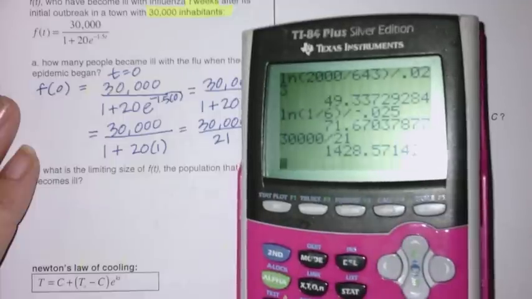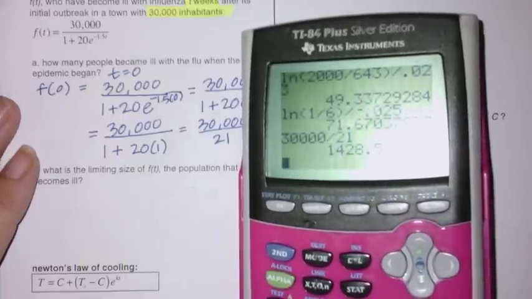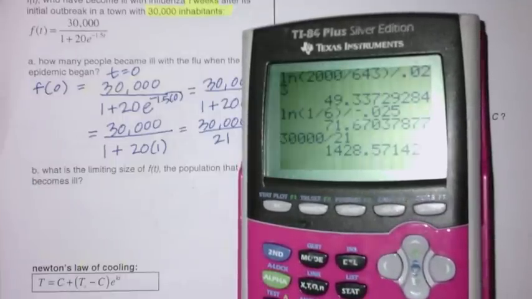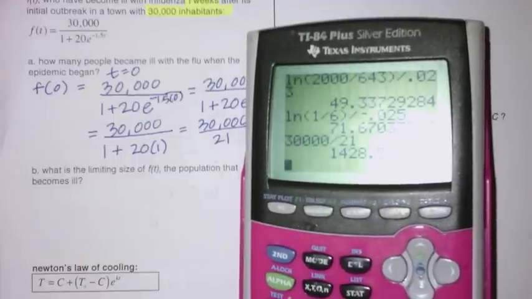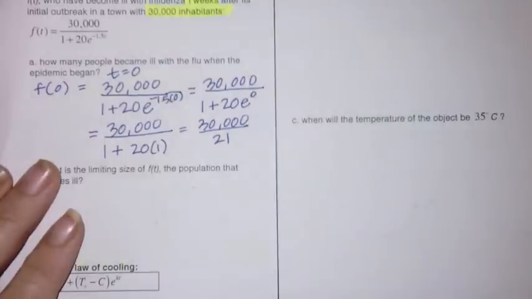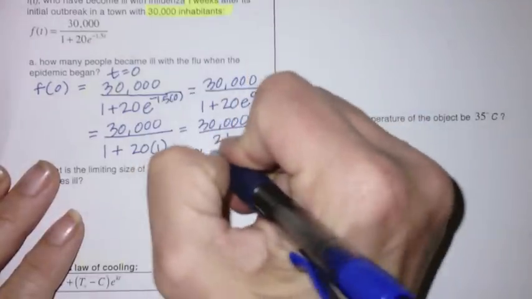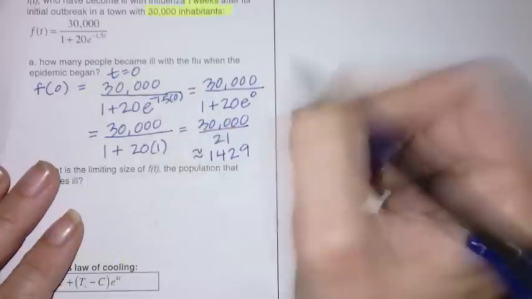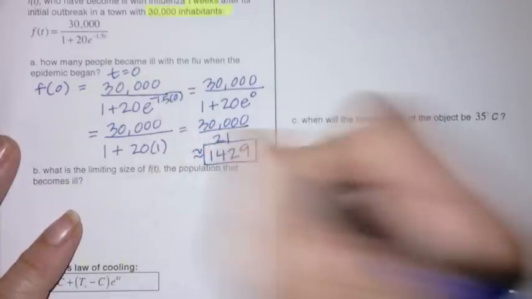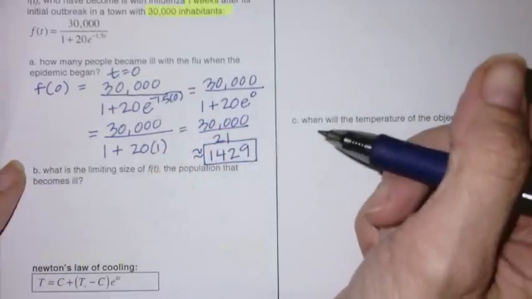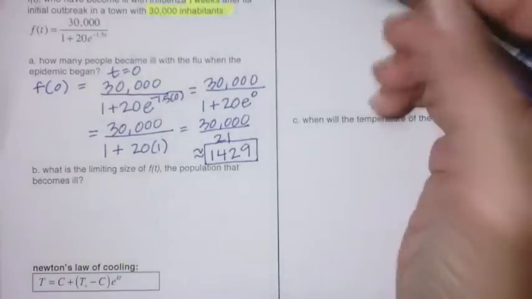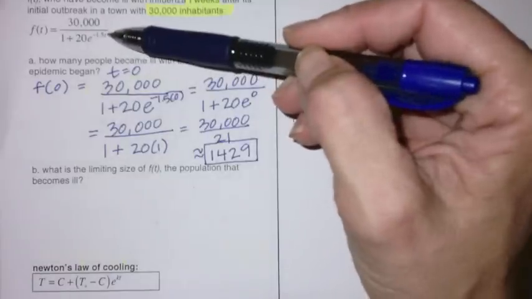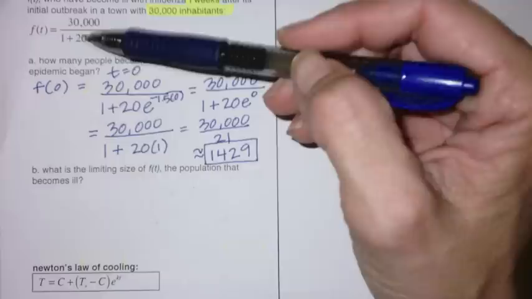It says how many people. On this particular one, rounding wise, I'm going to round up to 1,429 because you can't have 0.57 of a person. So we're going to say approximately 1,429. And then this question's kind of tricky, saying what is the limiting size of the function that the population becomes ill. So I can plug in 1 billion for T, and this might get bigger and bigger.